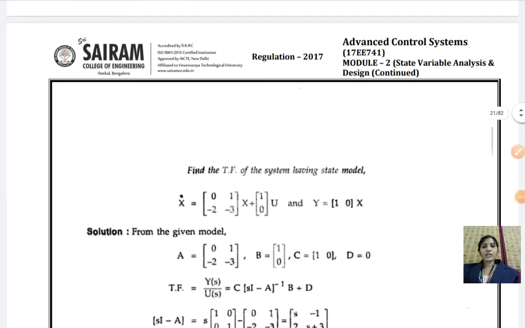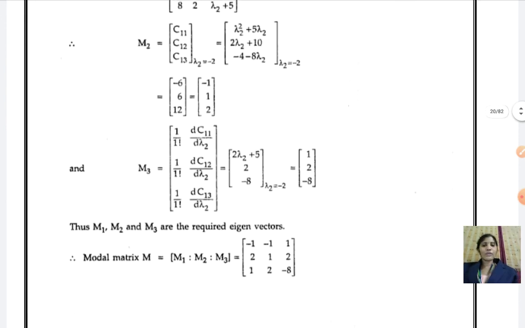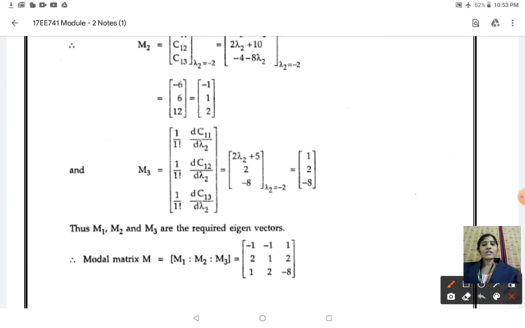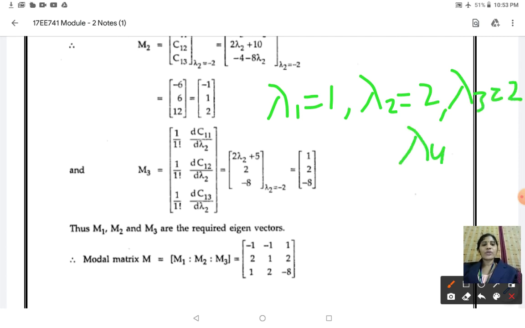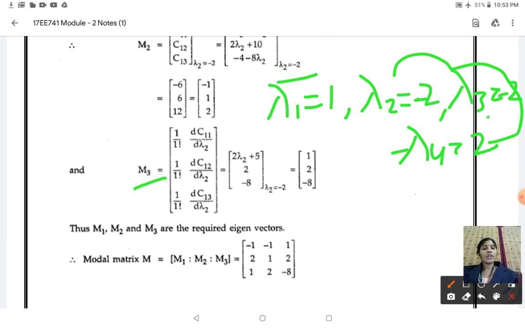Now, for example, one more example I will tell. Consider you have lambda 1 equal to 1, lambda 2 equal to 2, lambda 3 equal to 2, and lambda 4 equal to 2. It means that 3 of the eigenvalues are repeated. At lambda 1 equal to 1, you have identified M1. At lambda 2 equal to -2, you have identified M2. At lambda 3 equal to -2, you have identified M3. Now you have one more value of lambda. This is just an example to tell how exactly you have to proceed.